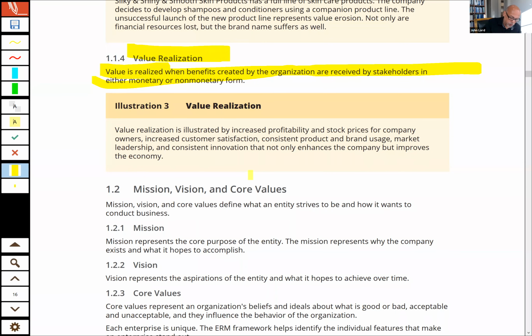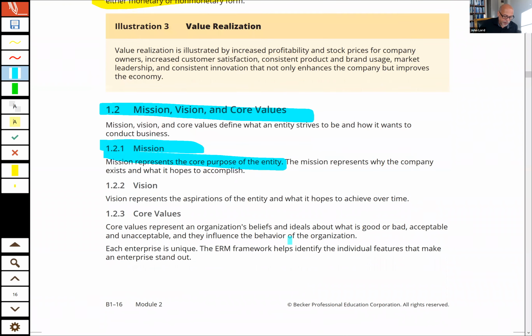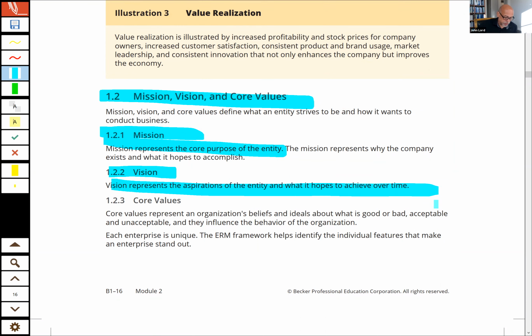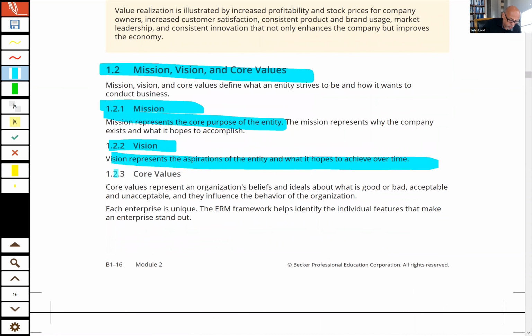Okay, good. Now you come over and we start to give some definitions to things that I think you know pretty well. Notice I'm going through a lot of this pretty quickly because they're sort of self-explanatory, but I want to highlight a few things. Mission represents the core purpose of the entity. Vision represents the aspirations and hopes over time, okay? Core values represent the organization's beliefs and ideals about what is good or bad, acceptable, unacceptable, that influence the behavior of the organization.